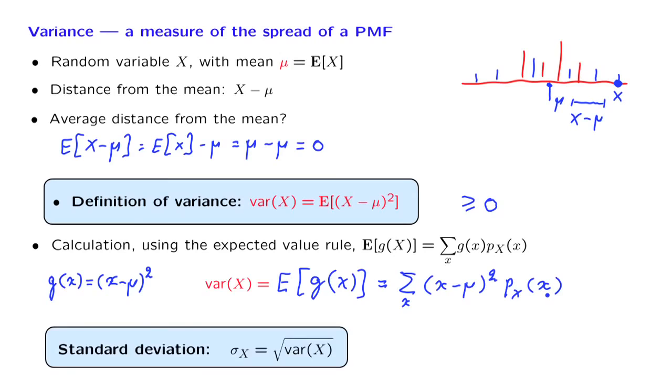One final comment. The variance is a bit hard to interpret because it is in the wrong units. If capital X corresponds to meters, then the variance has units of meters squared. A more intuitive quantity is the square root of the variance, which is called the standard deviation. It has the same units as the random variable and captures the width of the distribution.